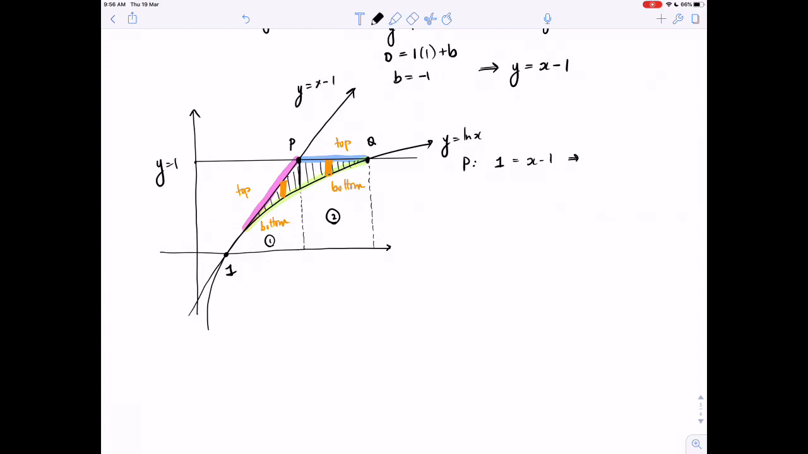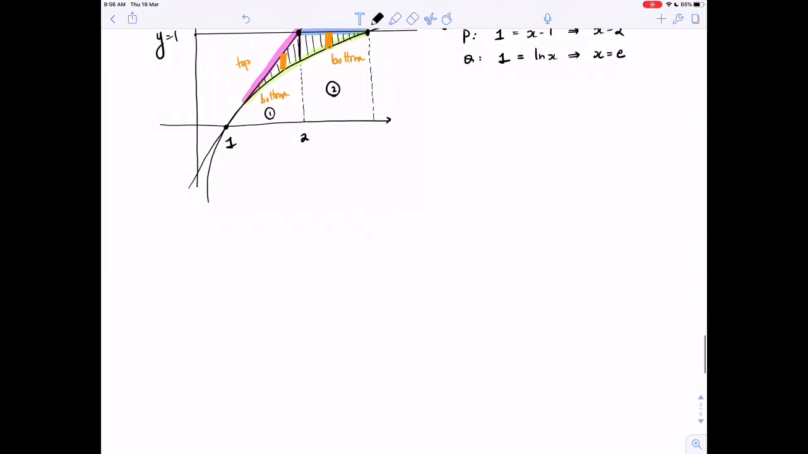So that is going to tell me that x is equal to 2. And for point Q, it is the intersection of y is equal to 1 and the logarithm. Using the exponential form of that, e is equal to x, same thing. So x is equal to e.